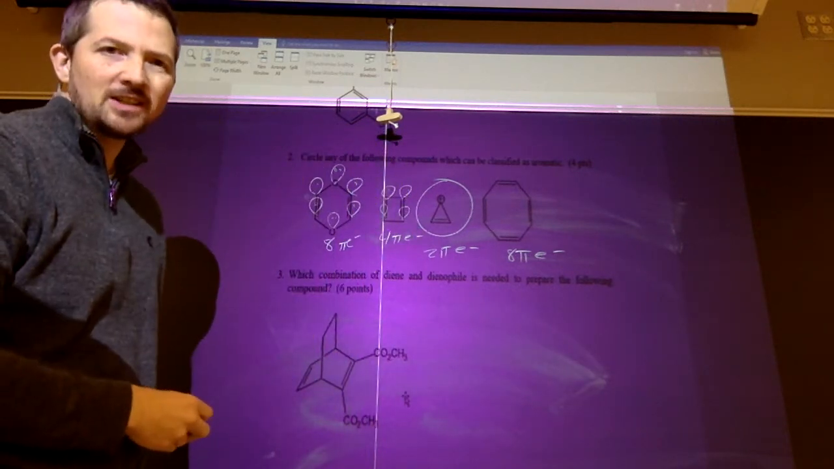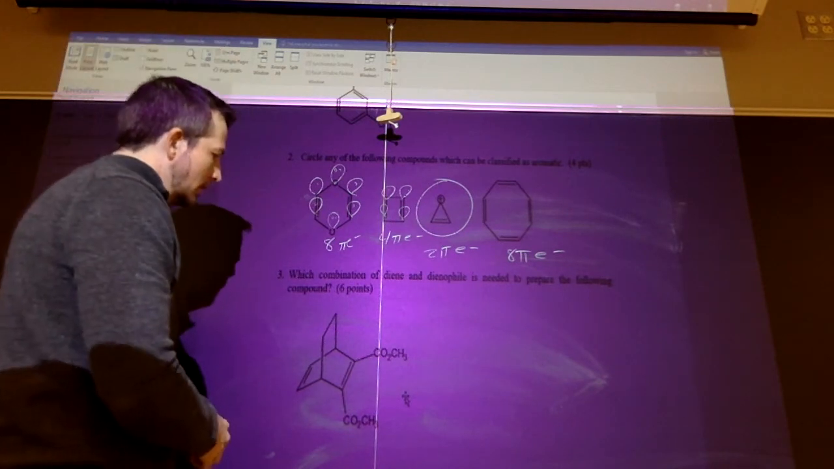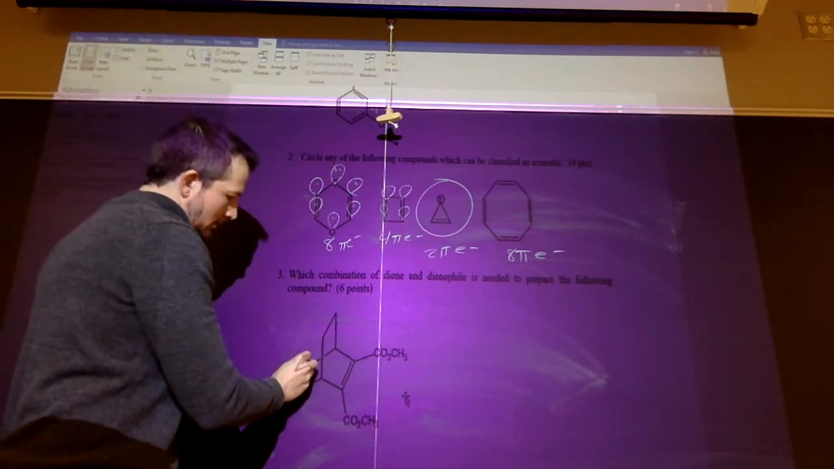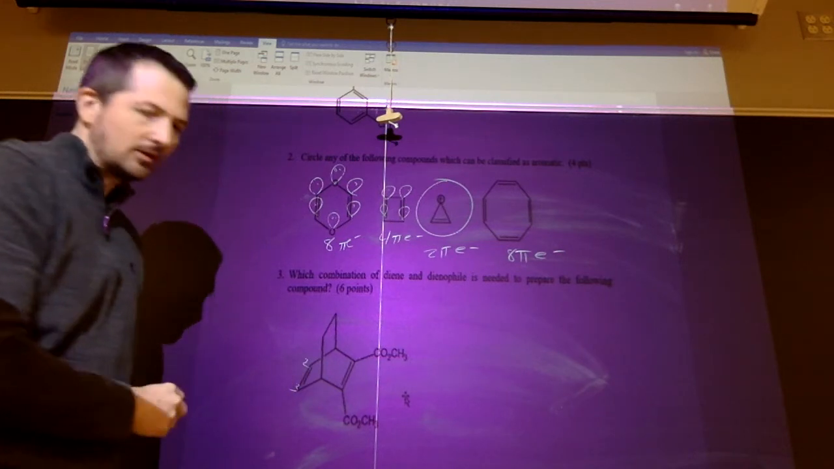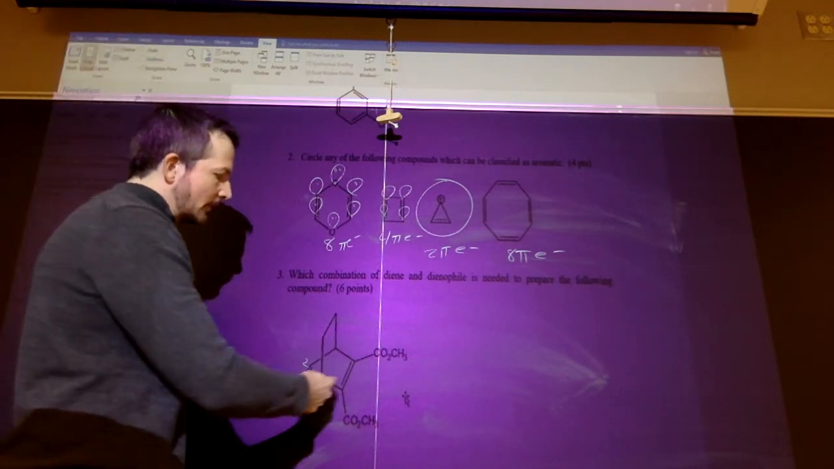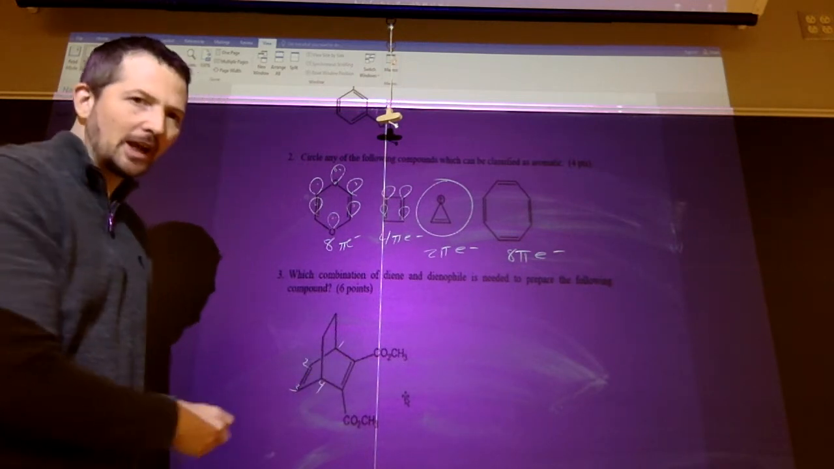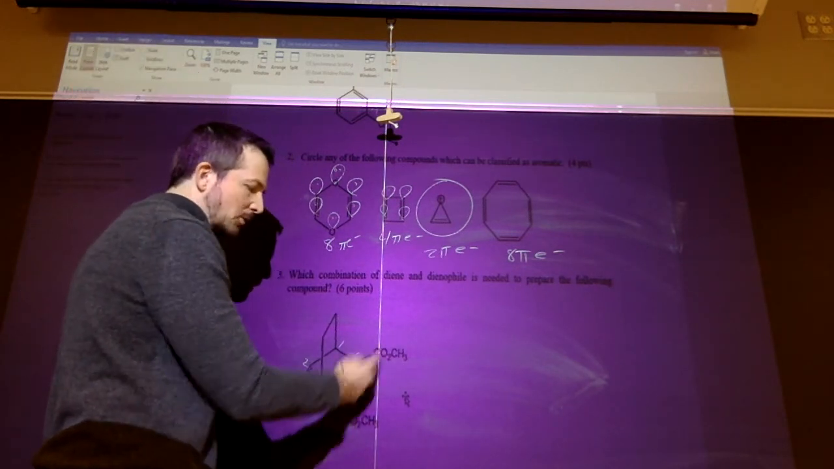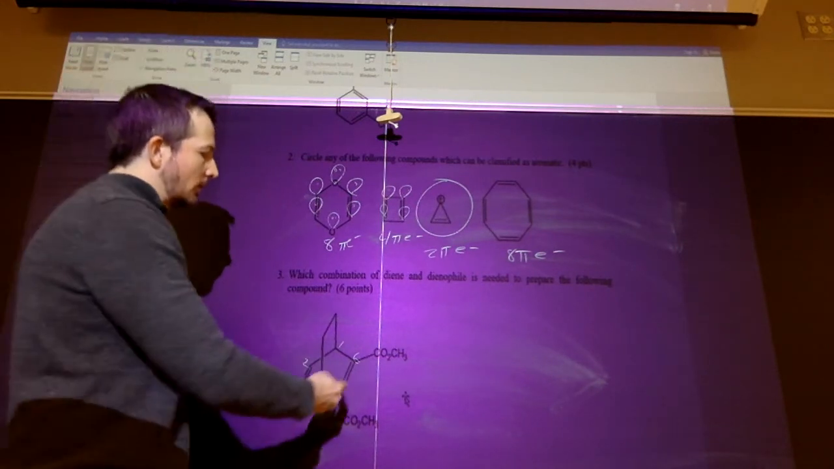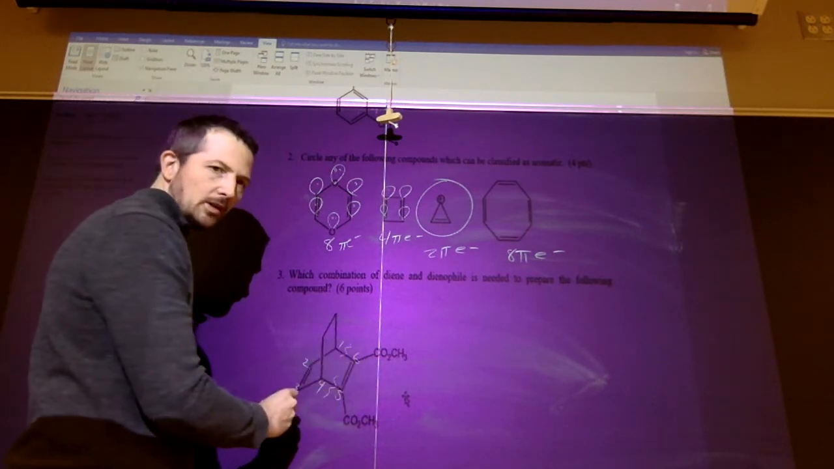Next problem, which combination of diene and dienophile is needed to prepare the following compound? So I want to locate what was my diene. And so you know you always form a cyclohexene ring, and the double bond goes between 2 and 3. Now, I chose this double bond over here because that way I can make my dienophile over here, because remember I have to have electron withdrawing groups attached to my dienophile. So this is my 5 and 6 of my 6-membered ring that's formed. So I'm breaking that back apart.